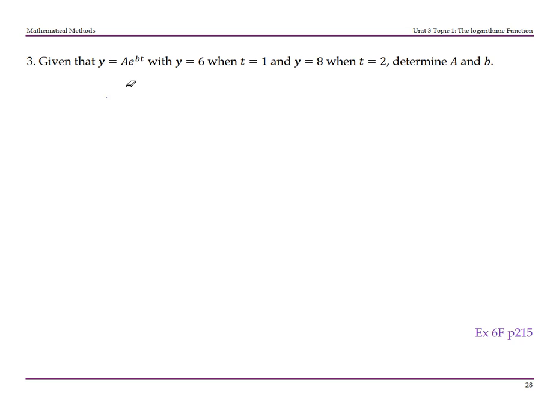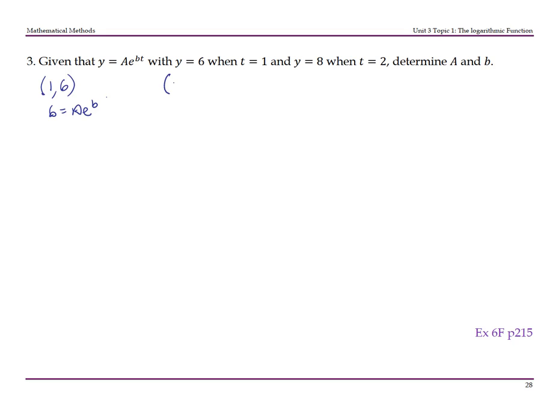Given y equals a e to the bt with y equals 6 when t is 1 and y equals 8 when t is 2, determine a and b. So we have two coordinates. First, we have (1, 6). So substituting that in, 6 equals a e to the b.